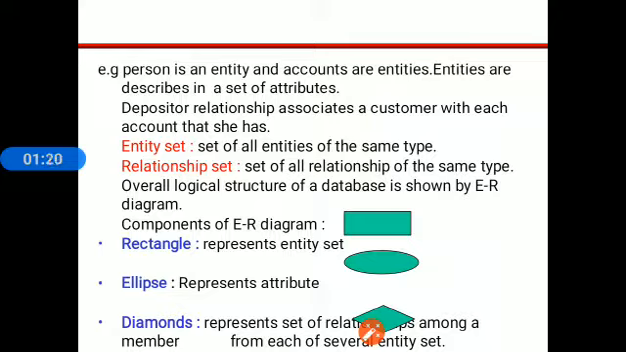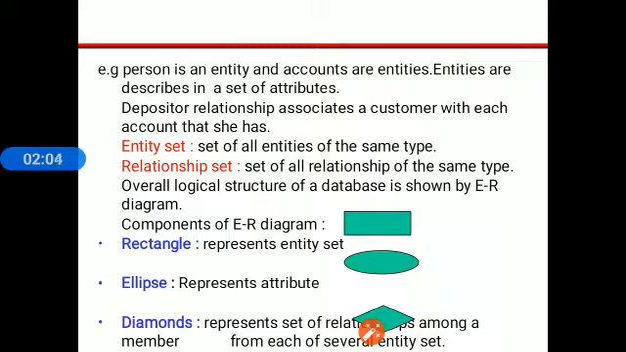Now what is an entity set? A set of all entities of the same type. What is a relationship set? Set of all relations of the same type. The overall logical structure of a database is shown by an ER diagram. How the database is organized, or how the tables in the database are related. Which table is related to which table? That is, which entity is related to another entity, is shown by the ER diagram. An ER diagram is the graphical representation of entities and the relationships between the entities.